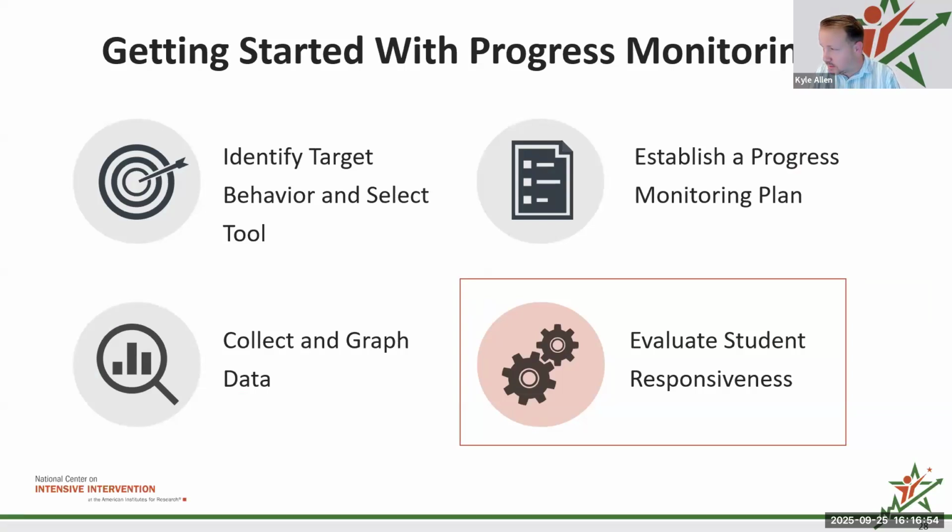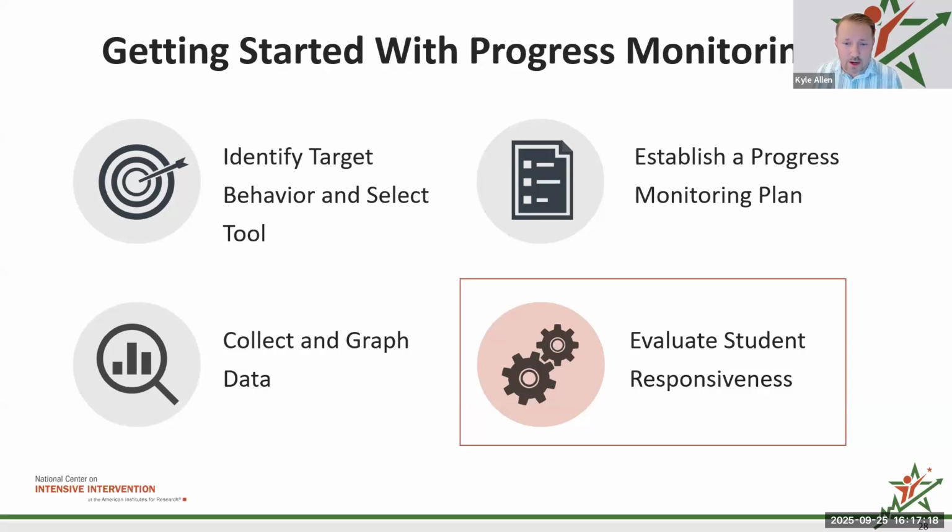hopefully, especially since it seems like you all have some, is the point of all of this. The reason that we do all of these three steps prior to this one is so we can do this one, and that's to evaluate the student responsiveness. And I'll just tell you, it drives me crazy as a school psychologist to see so many educators work so hard to do the first three things, and then they don't do anything with the last step.